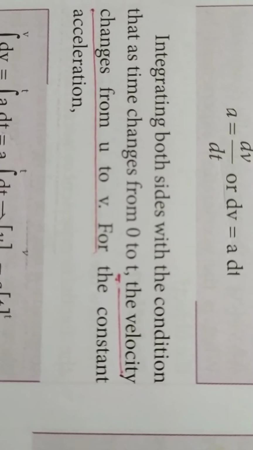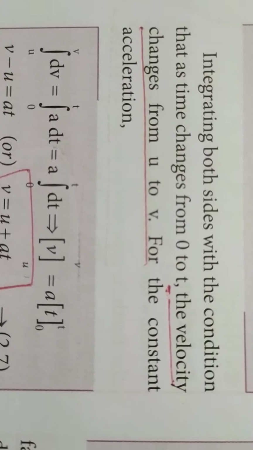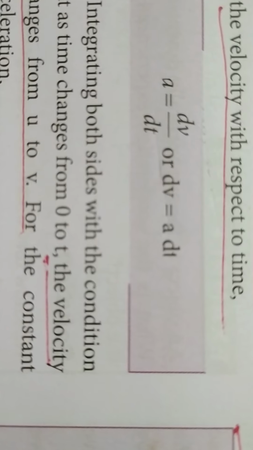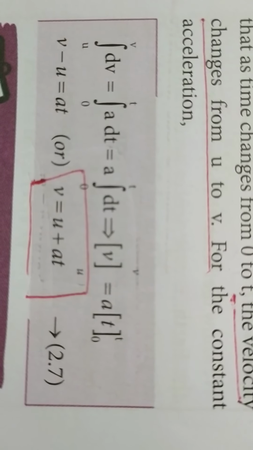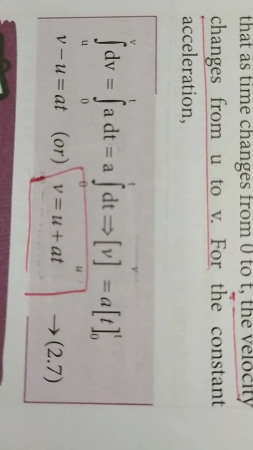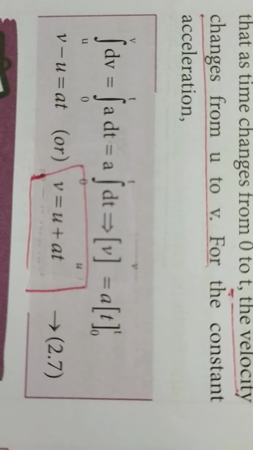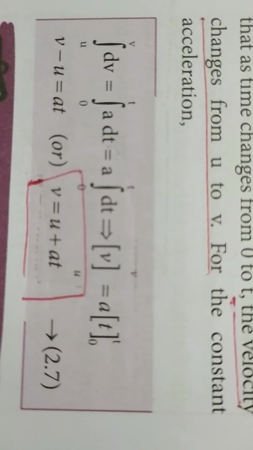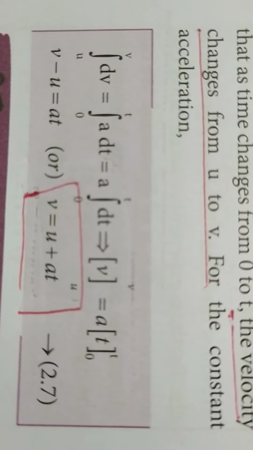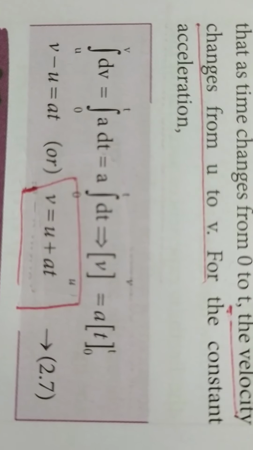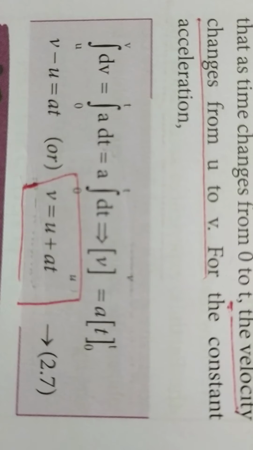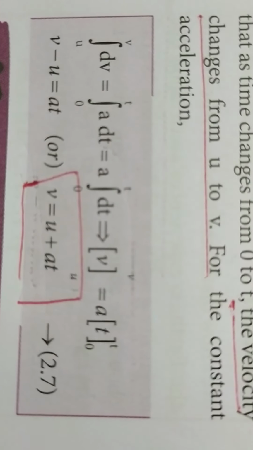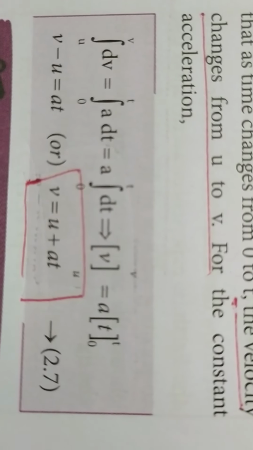Now the velocity changes from u to v, so you are integrating the above equation. So integral dv is equal to integral a dt. The limits are from u to v because the velocity changes from u to v. Here v is usually called the upper limit and u is called the lower limit. That is equal to integral 0 to t a dt, because the time changes from 0 to t.